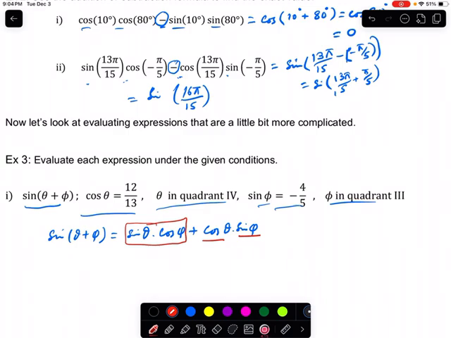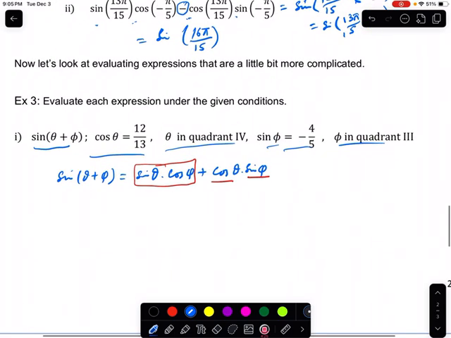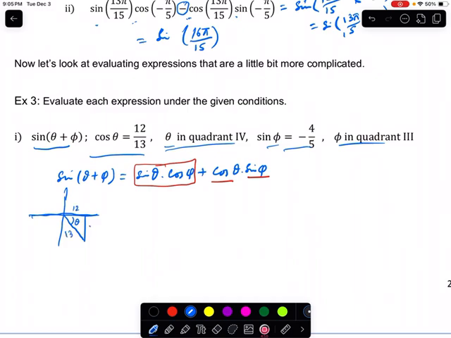So how do we do that? We have done that in many ways, so you can do it however you want. I will do it with the triangle, the last thing that we saw in section 7.1. My theta angle is in the fourth quadrant, so it will be somewhere here. So this is theta. We are given that the cosine of theta is 12 over 13, which means this is 12 and this is 13. I need to find this side. Call it A.